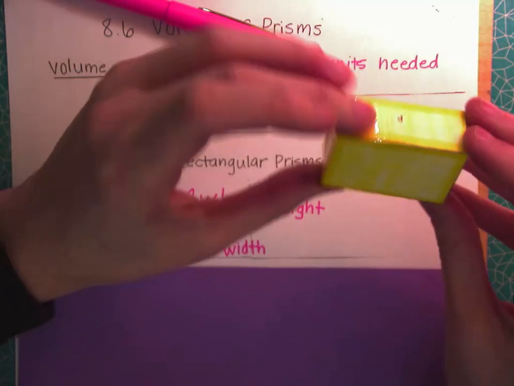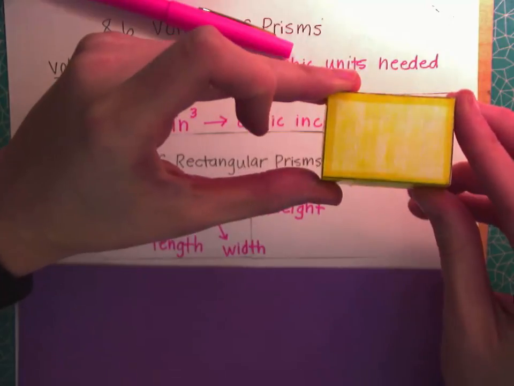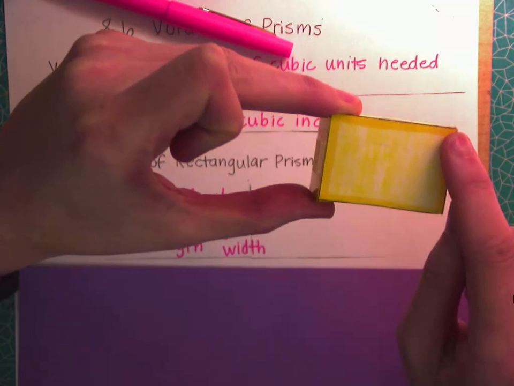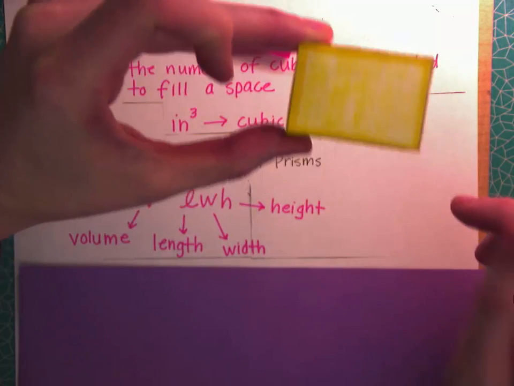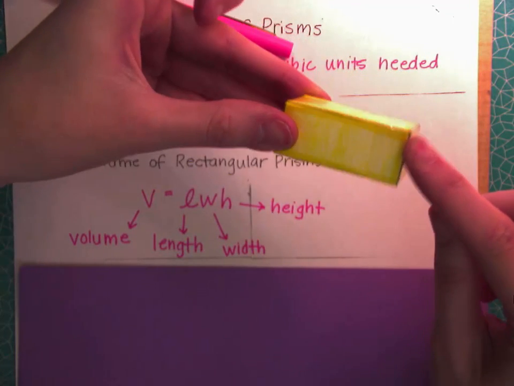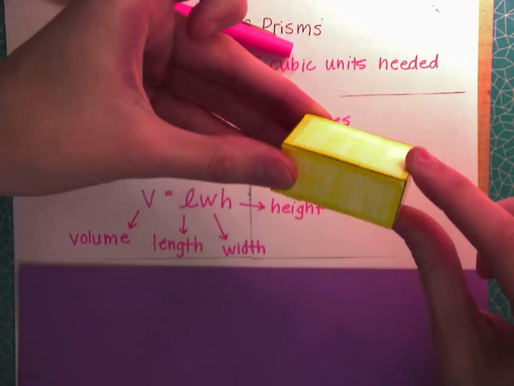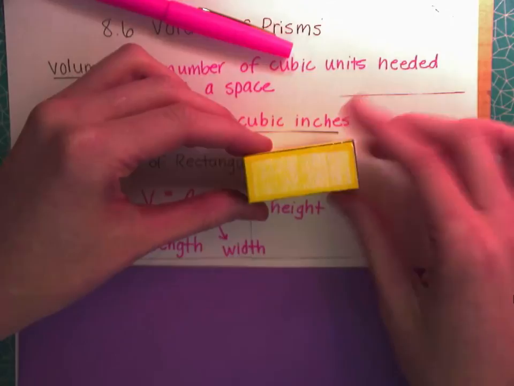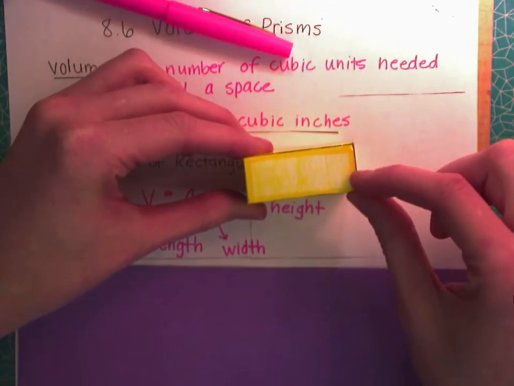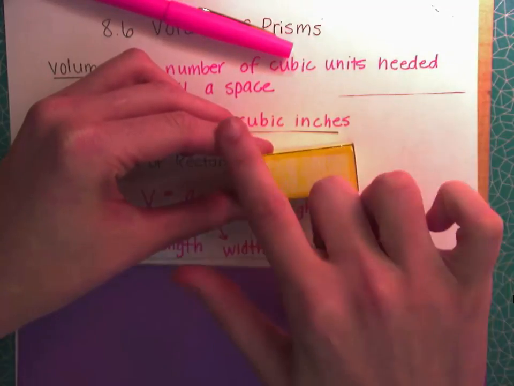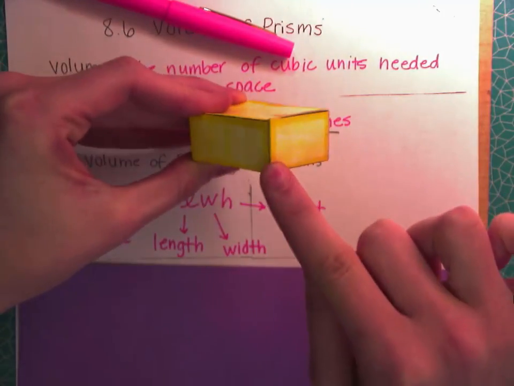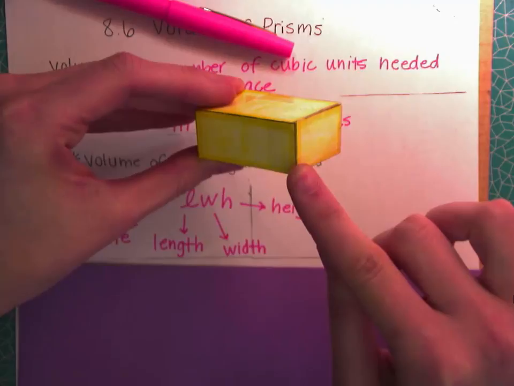So basically, if you were to look at the top of the prism, this would be the length, this would be the width, just like when we looked at a rectangle. And then the height is going to be this side here, or how tall it is. So if you were to set it down, it would be this measurement here. Okay? So you've got the length, the width, and the height. Are we all good on that?